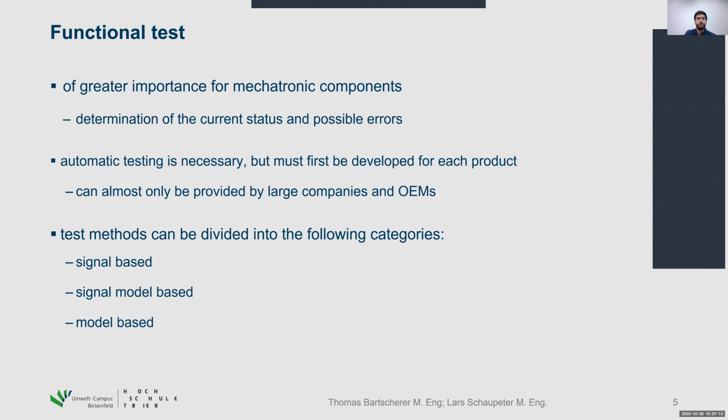In our research, the possible test methods we found can be divided in the following categories. For example, the signal-based methods, which are absolute value control or trend control, signal model-based methods like in spectral analysis or random calculations, and model-based methods, for example, artificial neural networks, fuzzy methods, or parameter estimation.